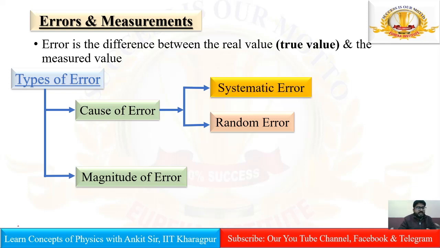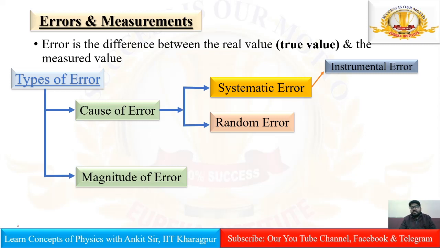First is the systematic error and the second one is the random error. Systematic error is the error which is created by the system itself. It can be eliminated, and we have to understand that these are fixed value errors. So the first example is the instrumental error. The error occurring due to the instrument is called instrumental error.